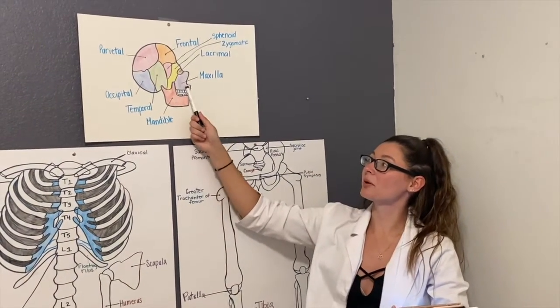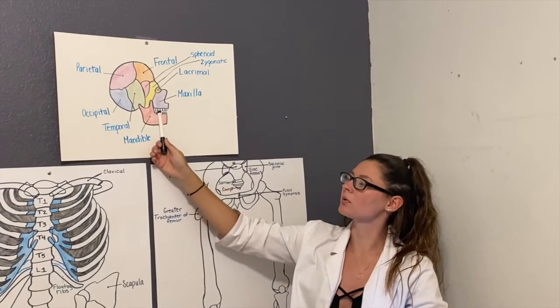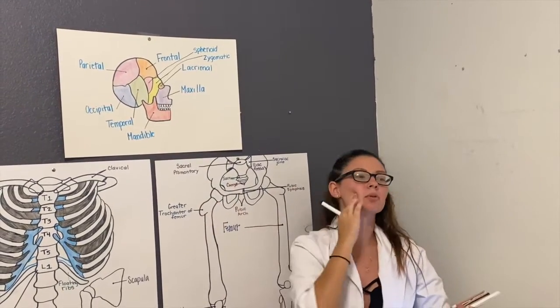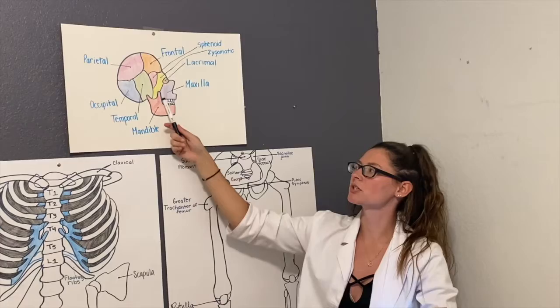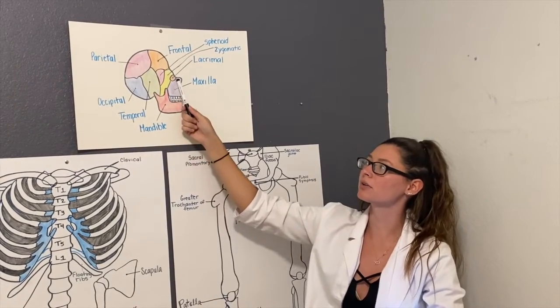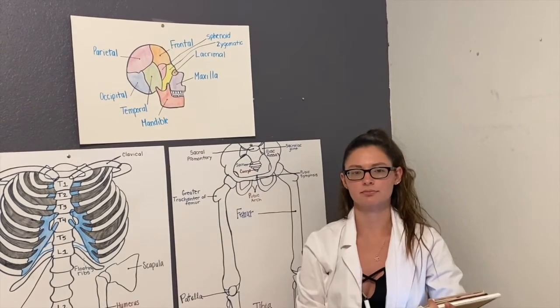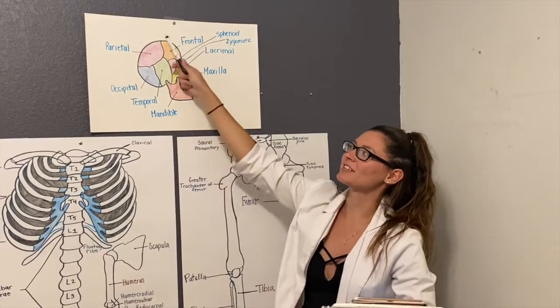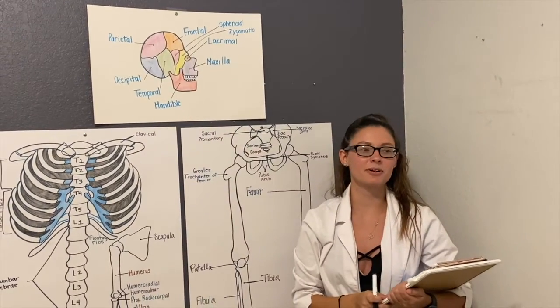The maxilla bone is the other part of the mandible. So without it, we would not be able to hold the top part of our teeth. So it's just the other part of our jaw, and it also connects to our nose. Now that we have gone over the entire skull, does anyone have any questions about it?